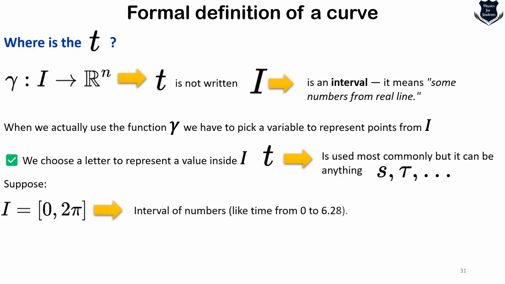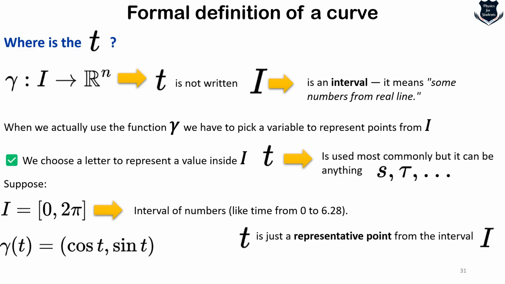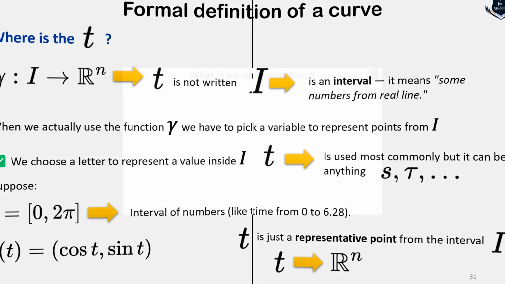Suppose we take an interval of numbers, for example, from 0 to 6.28. The t is just a representative point from the interval I, and when we plug in t, what we get is the value in the space, that is Rn. So it is not part of the definition. It appears when we work with parameterization. When actually using gamma, we just select a letter for the input value. So this is the formal definition of a curve, how it looks, and the meaning of those equations.